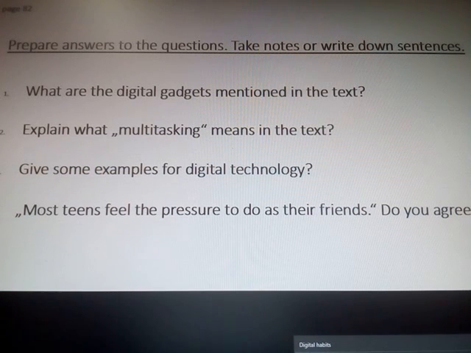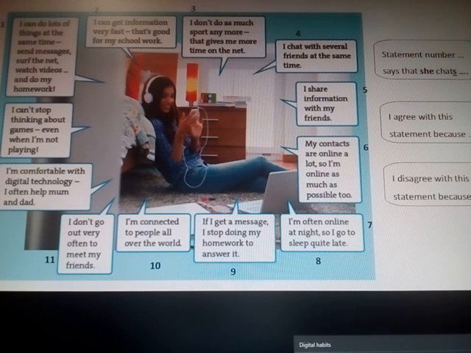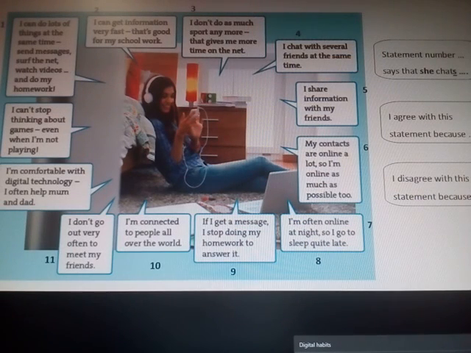If you're done with that, we go on with this picture, and you can see 13 different statements. I want you to read through the statements, and I want you to decide whether you agree or disagree. For example, I'm often online at night, so I go to sleep quite late. Is that true for you?